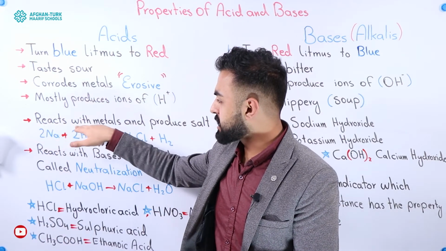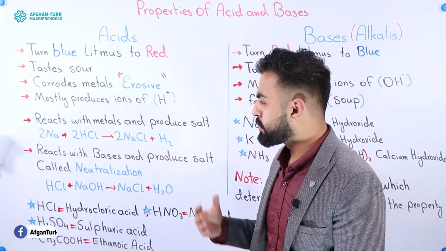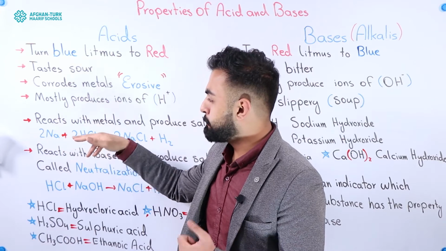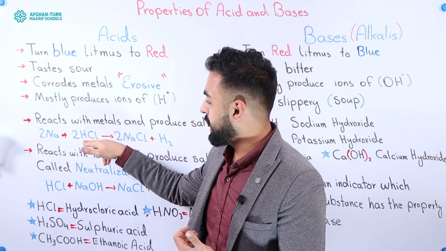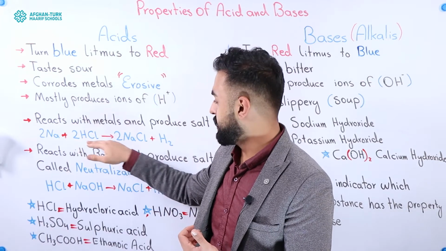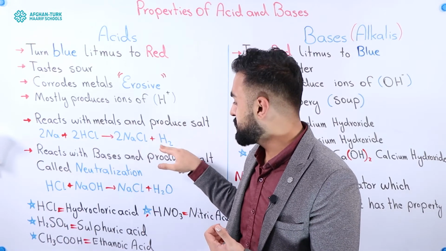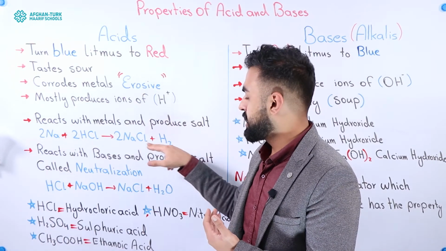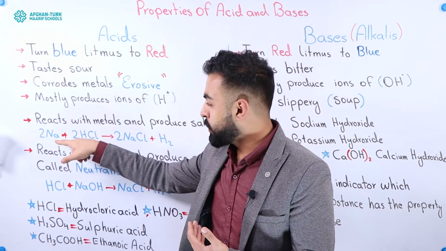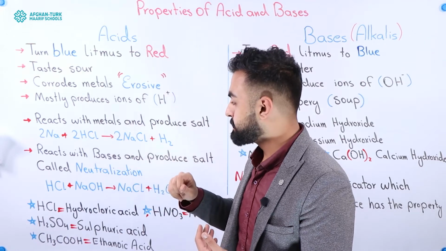They react with metals and produce salt. That's one of the chemical properties of the acid. When the metals react with the acid, HCl, sodium replaces the hydrogen here, and sodium chloride is a table salt that we use, and hydrogen is kicked out of the compound. So when they react with metals, they produce salt.